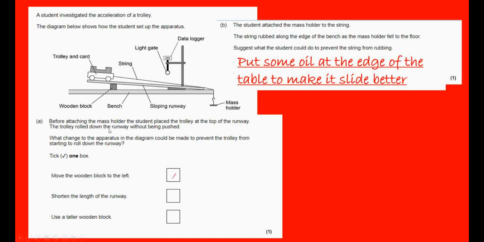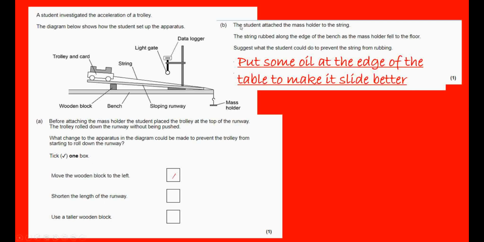The trolley rolled down the runway without being pushed. What change to the apparatus in the diagram could be made to prevent the trolley from starting to roll down the runway? Okay, so it's thinking about this wooden block. Move the wooden block to the left, shorten the length of the runway, use a taller wooden block. Okay, so what would be the right change?